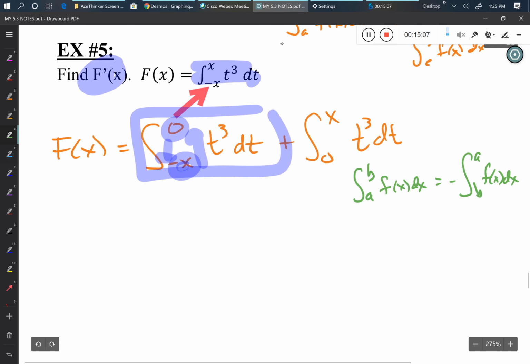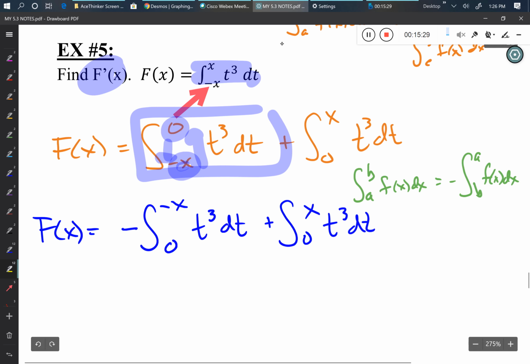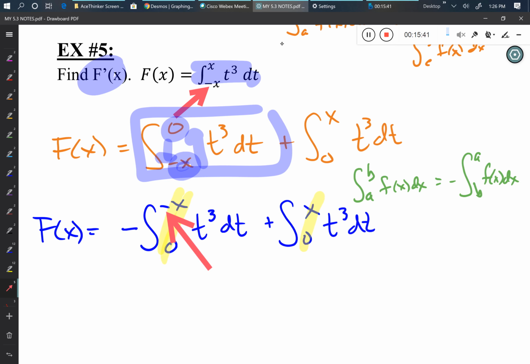So now I'm going to rewrite the orange again, and now I have f of x is equal to the negative integral from 0 to negative x of t cubed dt plus the integral from 0 to x of t cubed dt. How do we feel about everything? Well, that one's been good. Is this one good now? Well, no, not really. Still has a problem. That's negative x, not just plain old x. And since that is a negative x, then we're going to have to do that integral as a chain rule.